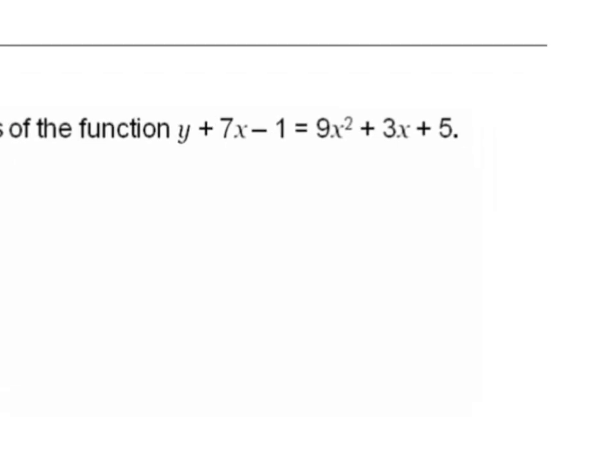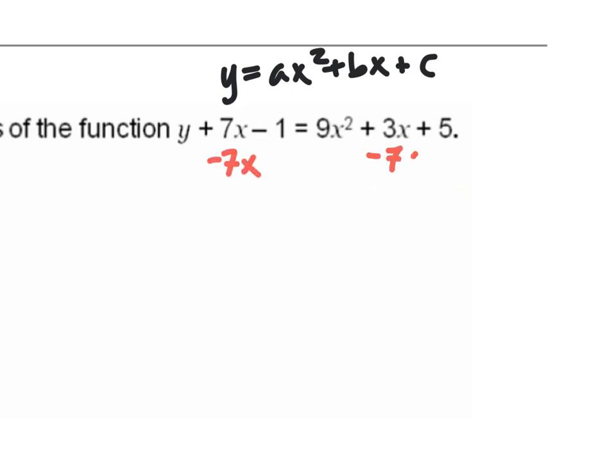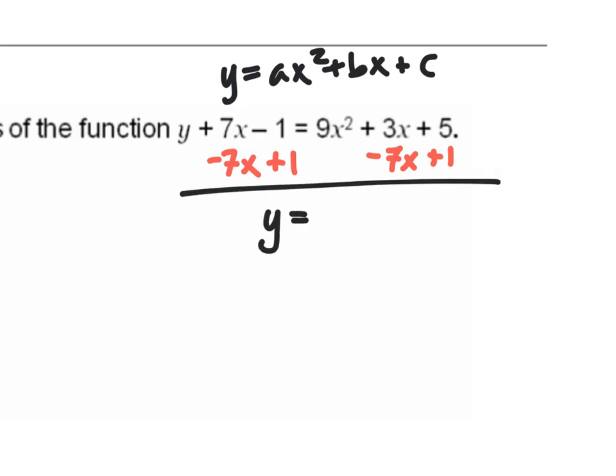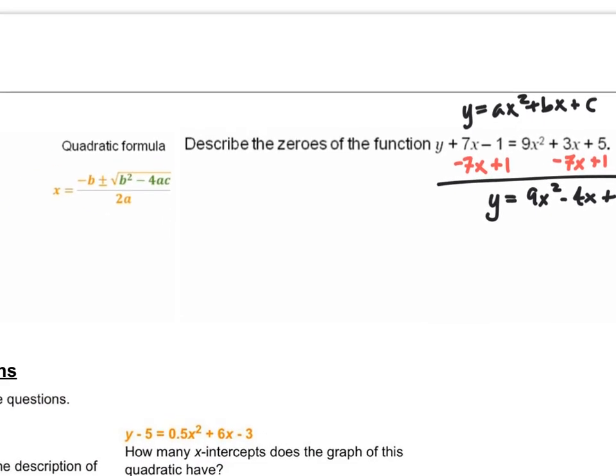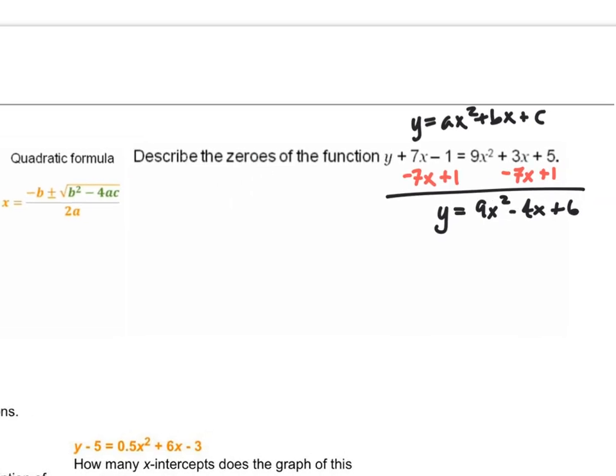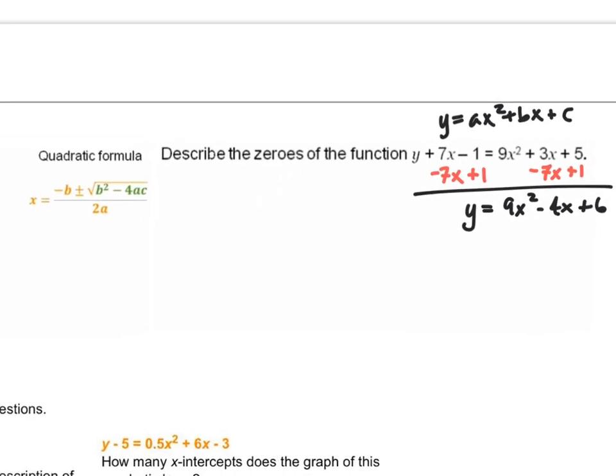And so what I want to do is get y equals ax squared plus bx plus c. So I'd want to subtract 7x first from both sides, and then add 1 to both sides. And so we end up getting y is equal to 9x squared, 3x minus 7x is going to give me negative 4x, and then plus 6. And we don't want to know what the zeros of that function are. We just want to know what kind of solutions we're going to have.